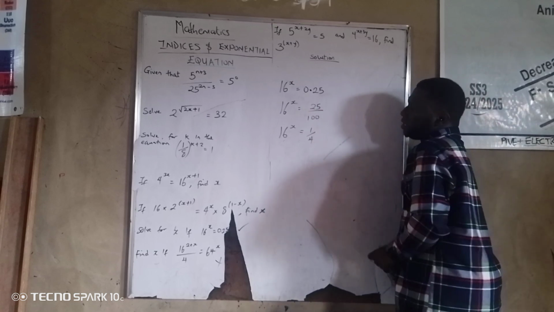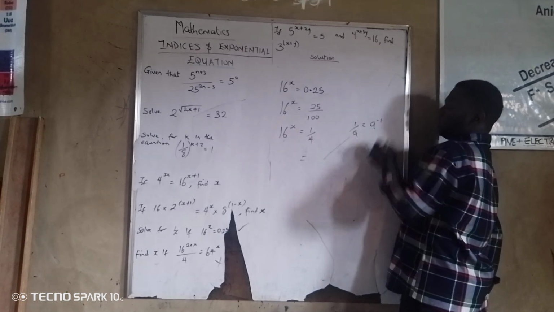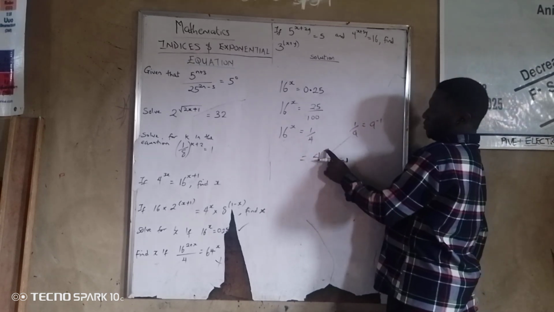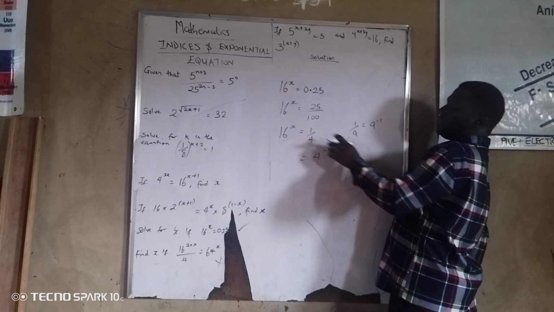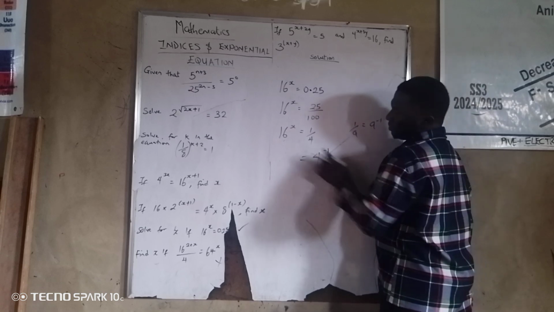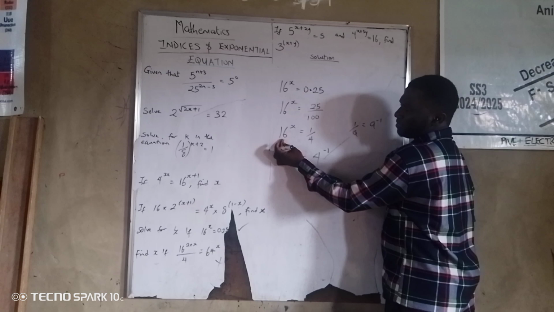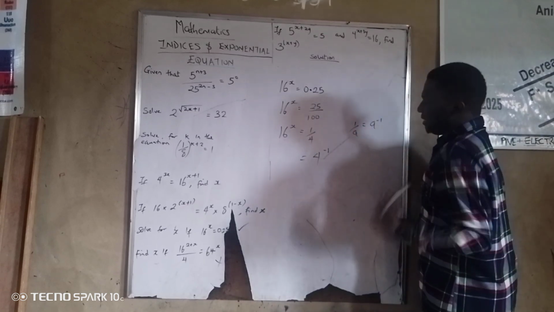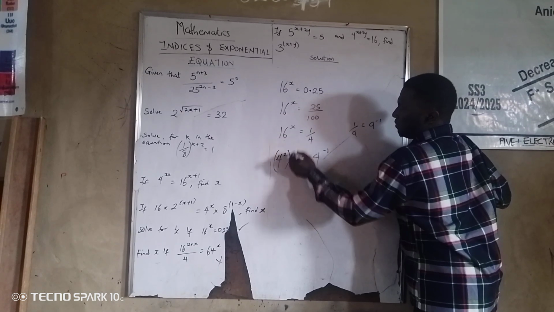Now, in the law of indices, remember, 1 over a is the same thing as a raised to the power minus 1. So 1 over 4 means 4 raised to the power minus 1. Is there a way we can express 16 as 4 raised to the power of something also? Yes. 16 is the same thing as 4 raised to the power 2. Then you have the x.